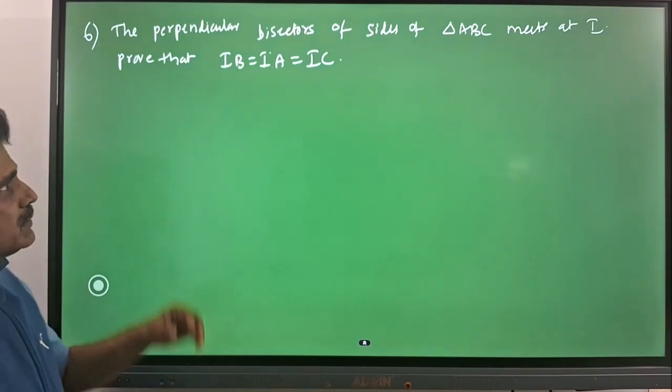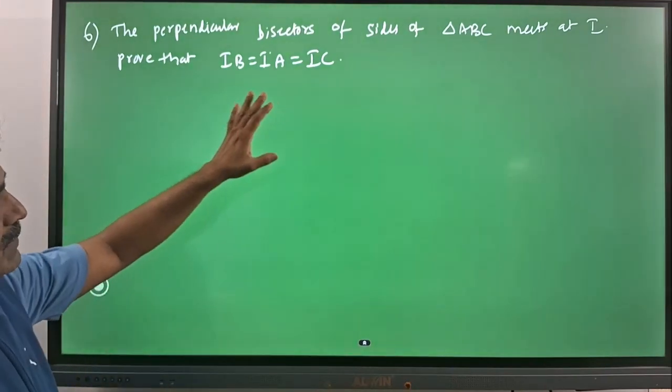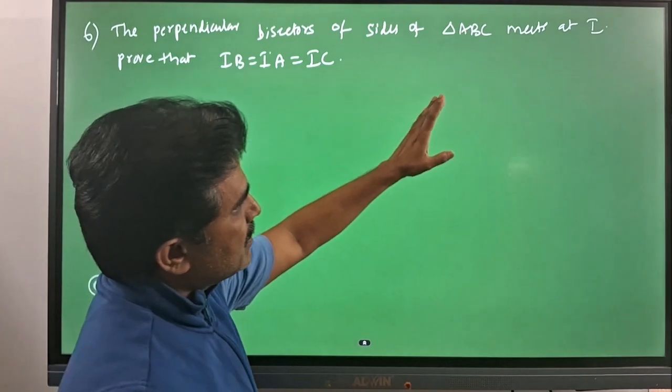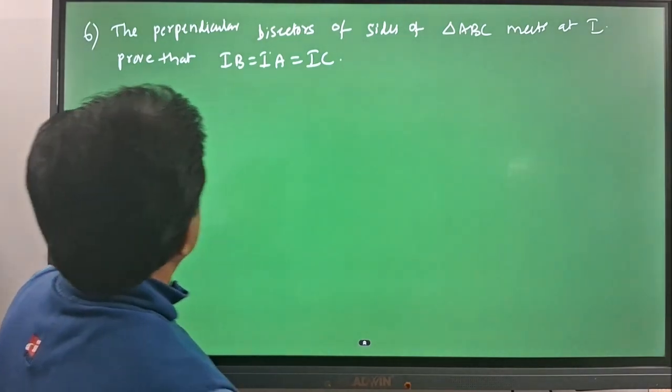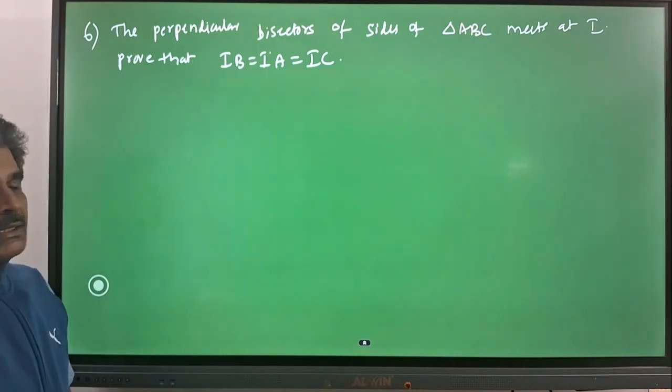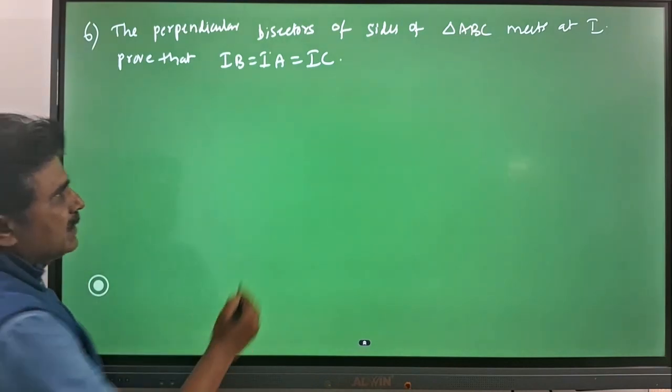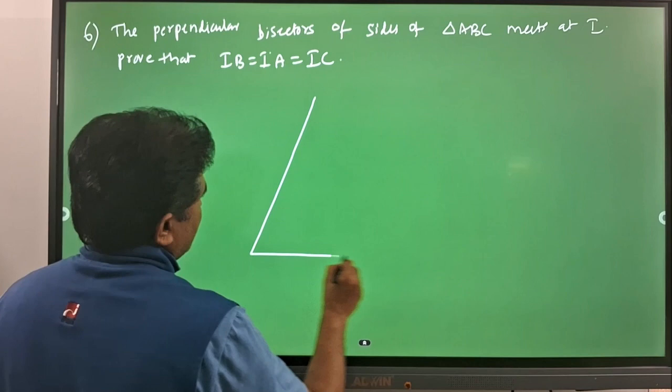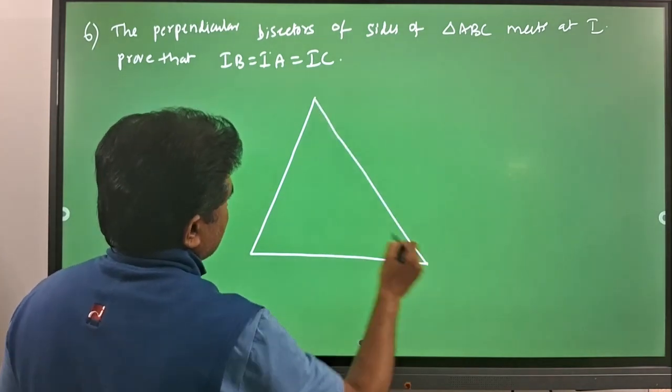Our next question is: the perpendicular bisectors of the sides of triangle ABC meet at I. Prove that IB is equal to IA is equal to IC. In the information, it is given that there is only one triangle. Let's draw the triangle ABC.